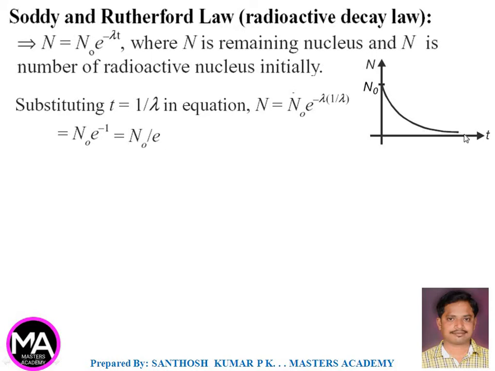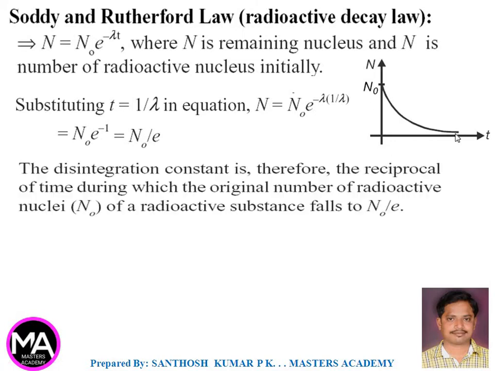Then this graph represents the number of atoms remaining after a time interval. As the time interval increases, the initial number of atoms goes on decreasing, as shown in the graph. The disintegration constant is nothing but the reciprocal of the time during which the original number of radioactive nuclei N naught of a radioactive substance falls to 1 by e times N naught.